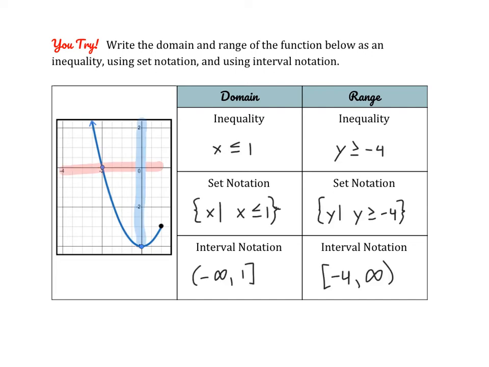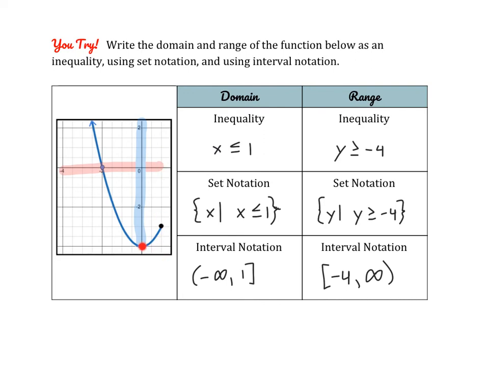Okay, so you can see here that our domain is everything less than or equal to 1. So here and everything to the left. So we say x is less than or equal to 1. Again, this is a closed circle, so we know that 1 is included. Here's the set notation, and for interval, since it's going to the left infinitely, our lower boundary is negative infinity. Again, our upper boundary is positive 1.